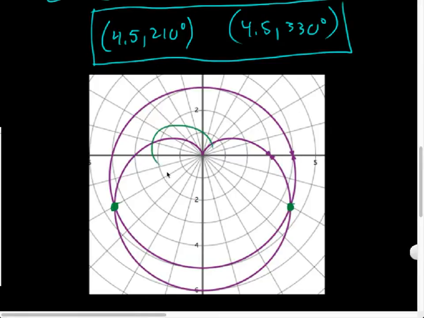Where is this intersection? Well, this one's at, it looks like, 210 degrees, and how far out is it? 4.5. And this one happens to be at 330 degrees, or 11 pi over 6, and that's how far out? 4.5. What do you know? So graphically, I do end up getting the same values here. So interesting stuff. You can actually find the intersections between systems of polar equations.